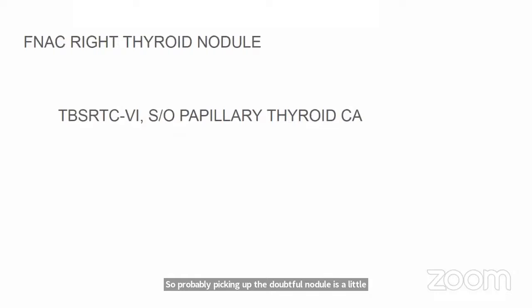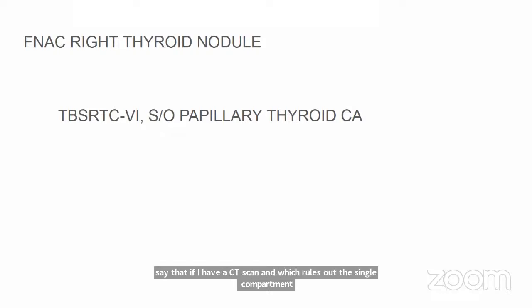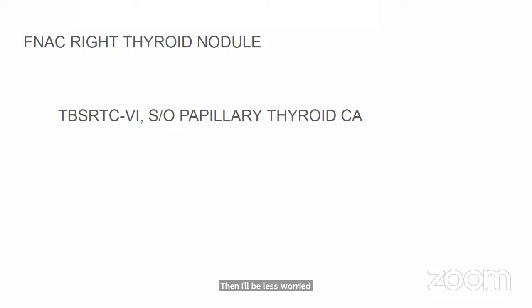And the central compartment inspection should come as an answer to the question, what will you do with the central compartment? You have to say that if I have a CT scan which rules out the central compartment, then I'll be less worried. But if there are suspicious nodes on inspection on the table, I will definitely sample them, do a frozen, and then take a call.